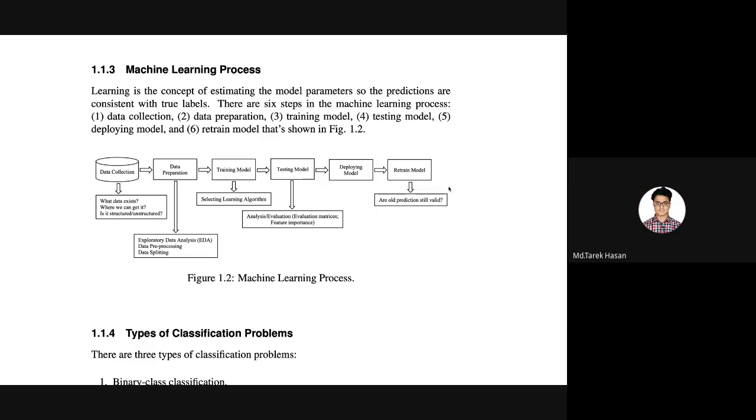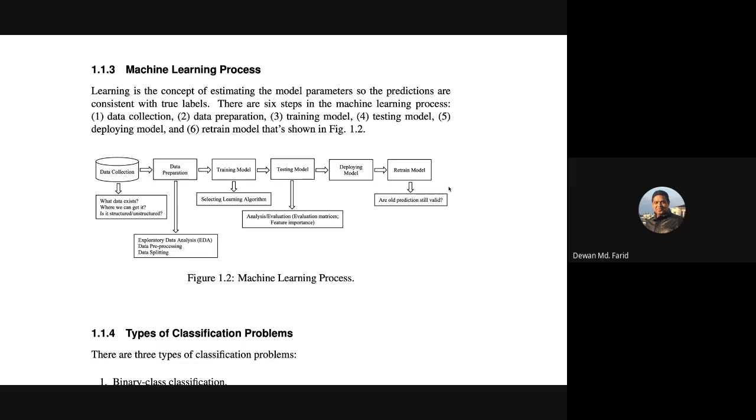And then the third step is to build the model. So now the data is ready. We will build the model. That means we will actually apply the machine learning algorithms. In this course, basically we'll focus on neural networks. So we'll try to build neural network models on the data.